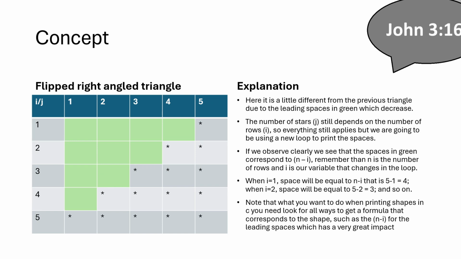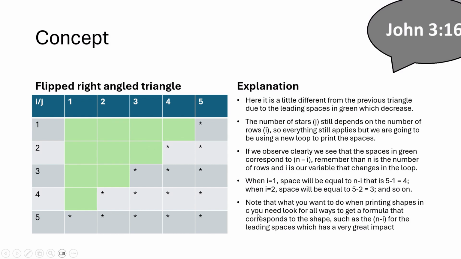If you observe closely, we're going to see that the number of these leading spaces corresponds to a formula: n minus i. For example, when i is 1, the number of spaces equals n minus i, which is 5 minus 1. So we have 4 spaces. When i is 2, we have 5 minus 2, so we have 3 spaces, and so forth.